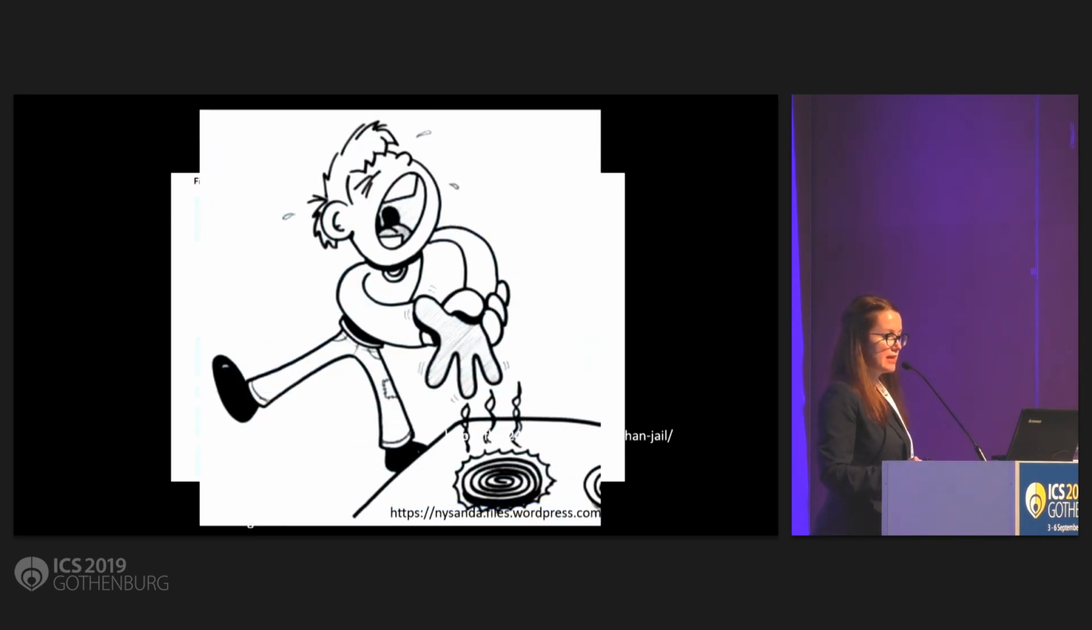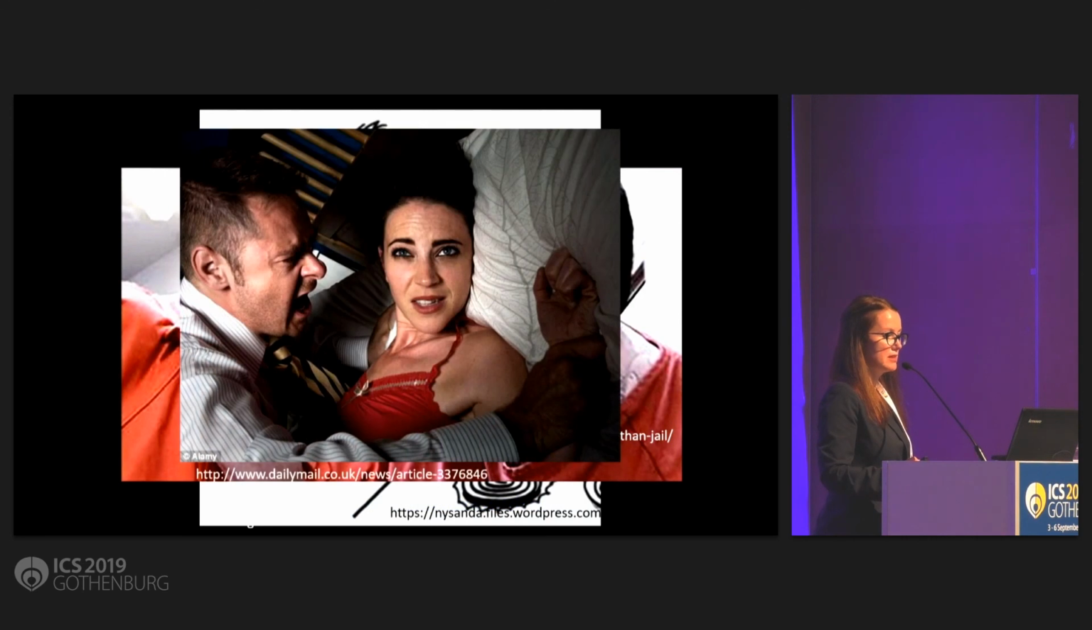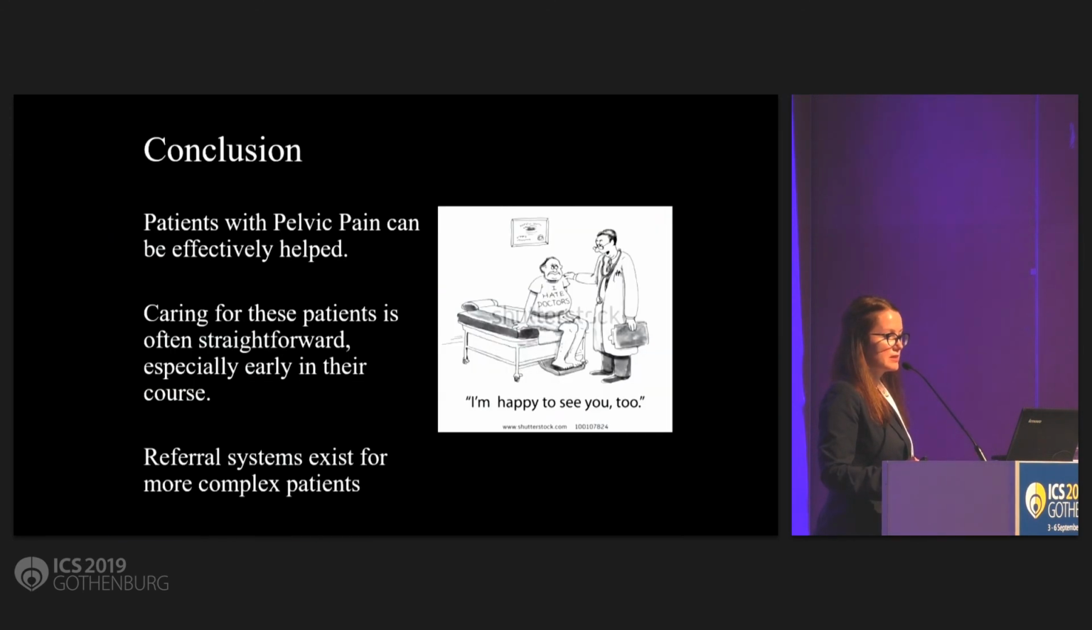And our patients with pain, they have magnifiers on top of the pain, and it's really important to think about the whole picture and not just the organ. In essence, pelvic pain can be effectively helped, and caring for the patients can be straightforward, especially if you're thinking about the whole picture. And I actually cope in my daily practice significantly by involving my colleagues in multi-specialty care, which ends up leading to a better outcome for the patient and an easier experience for me in managing these patients.